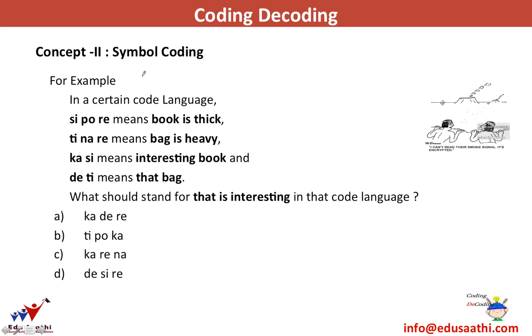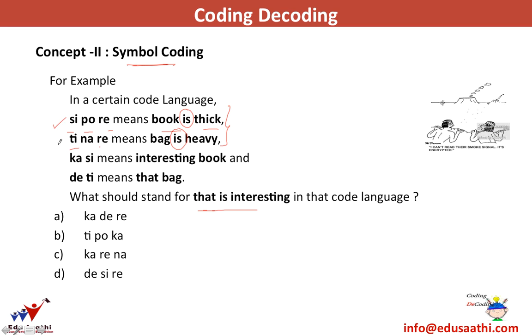Let's look at another example on symbol coding. In a certain language, C pore means book is thick, T nare means bag is heavy, Kasi means interesting book, and De T means that bag. What should stand for that is interesting? Again, we'll apply the same logic we did in the previous question. Book is thick and bag is heavy. In the first two phrases, only is is common.